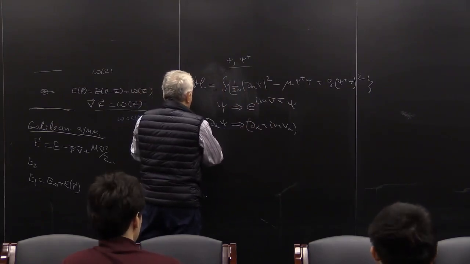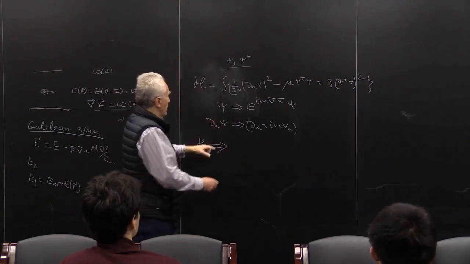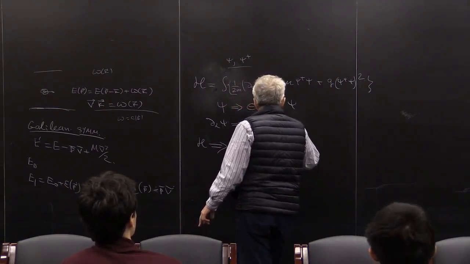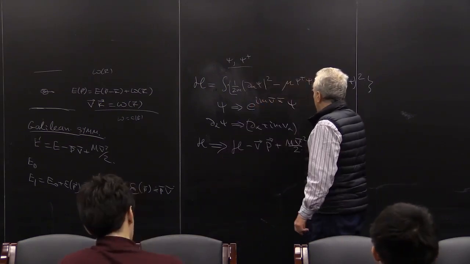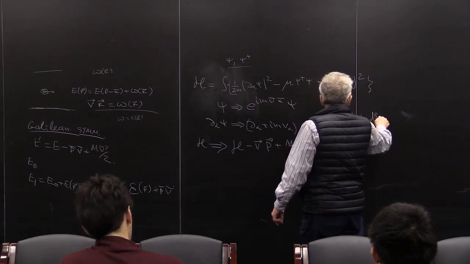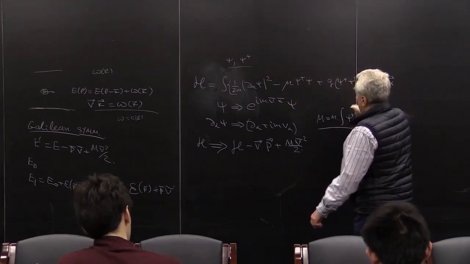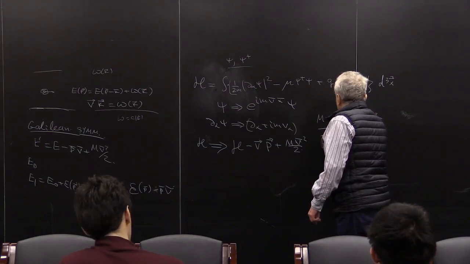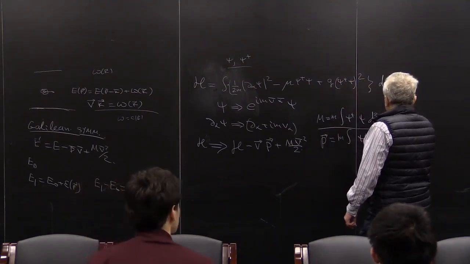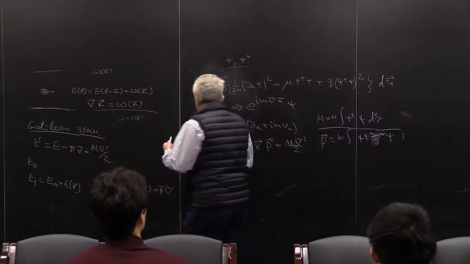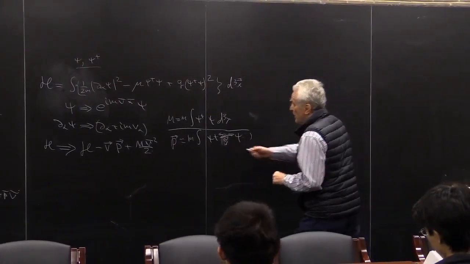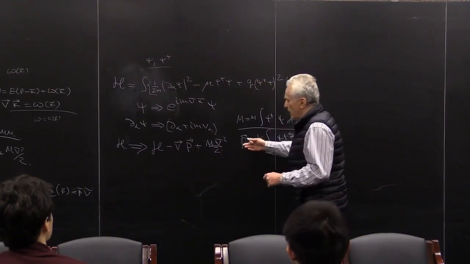The only change, H will go into the original H minus vP plus mv squared divided by 2, where m is just m integral psi dagger psi d3x. We integrate it over d3x. So that's the total number of particles. P, the total momentum, is m psi dagger d psi. So indeed, this phase change, this gauge transformation, corresponds to the Galilean transformation because the Hamiltonian behaves as it should, and the momentum also behaves as it should.